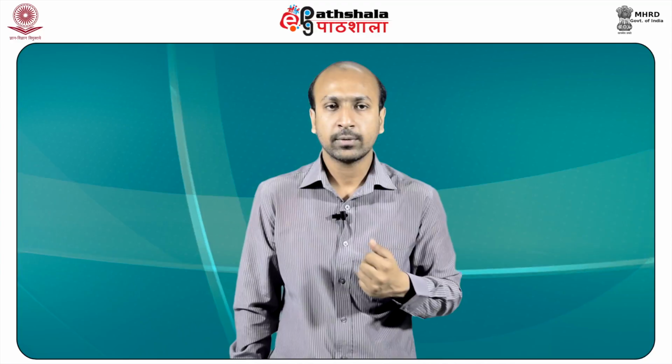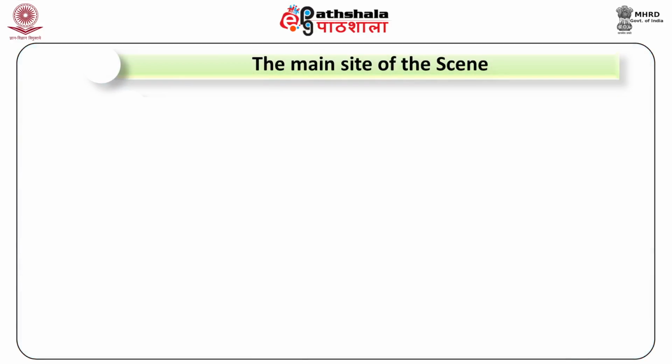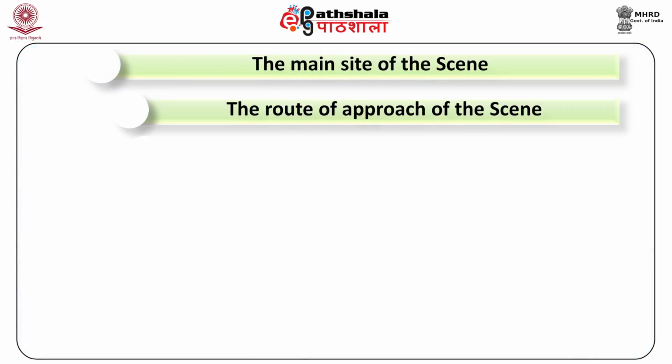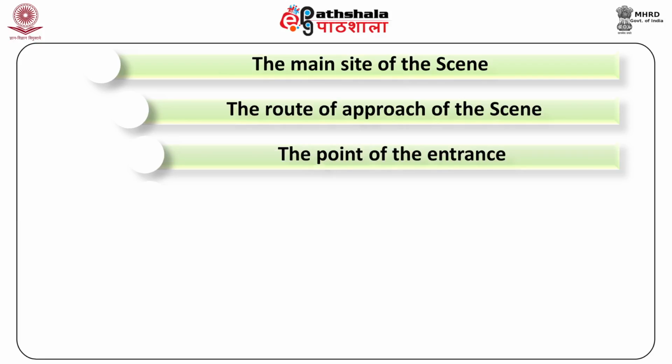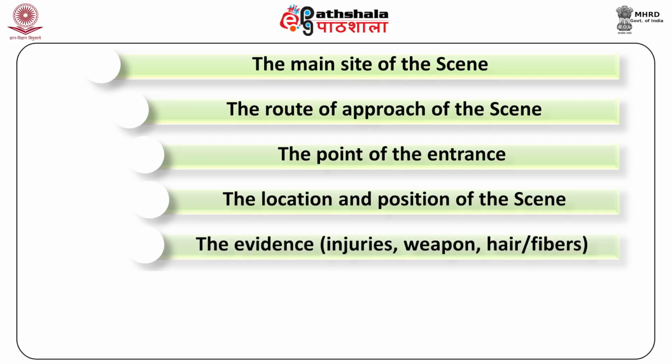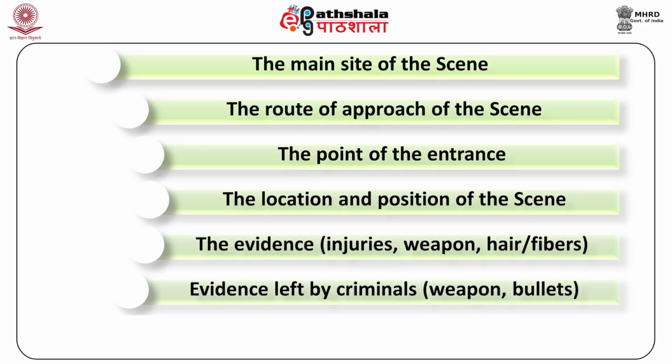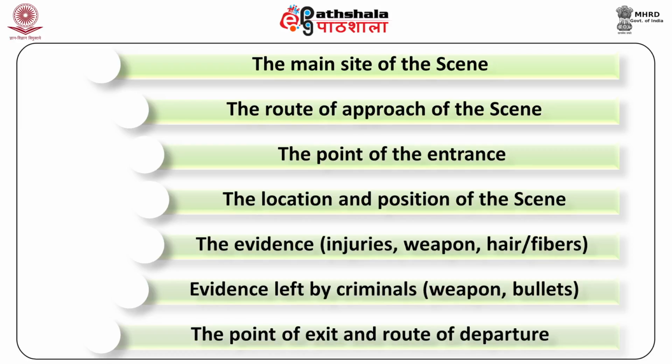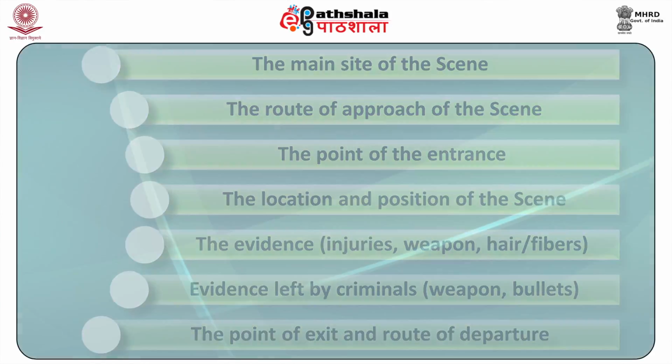Now, the following items of the scene of crime should be photographed: the main site of the scene, then the route of approach to the scene, then the point of entrance, and then the location and position of the scene, then the evidences like injuries, weapon, hair or fibers. Next, the evidence left by the criminals like weapon or bullets. Then we should photograph the point of exit and route of departure.